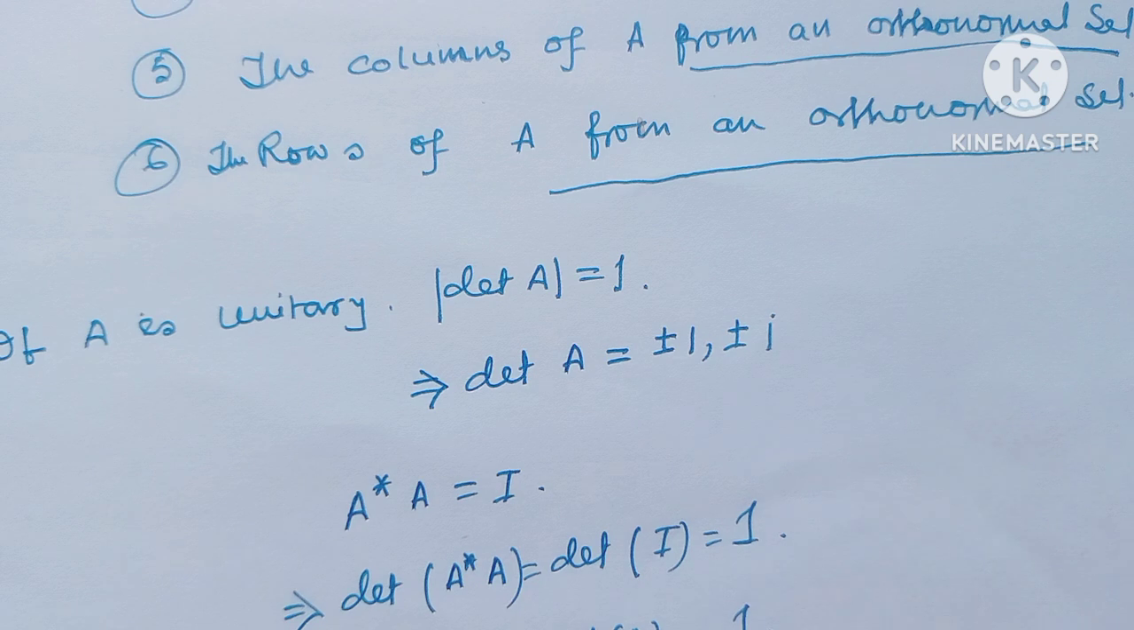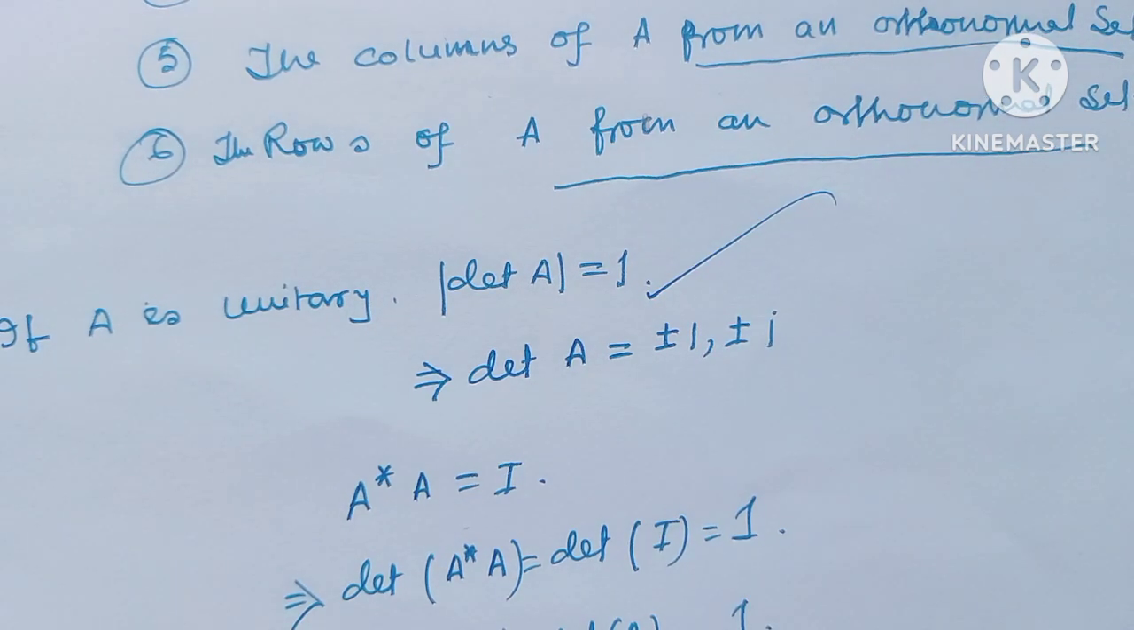Over the real field, the determinant is always plus minus 1. Today I have stopped here, but I highly recommend you watch today's video on unitary operators and their properties. Please pay attention to this topic, because it is very important for higher study.